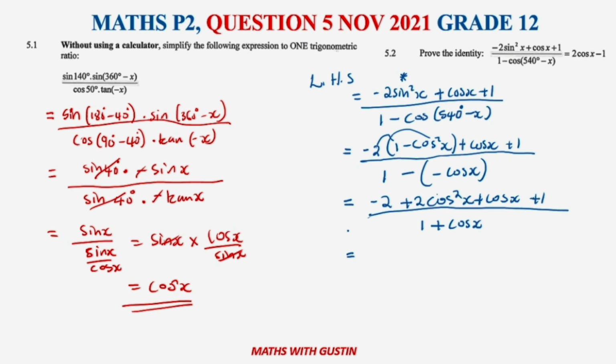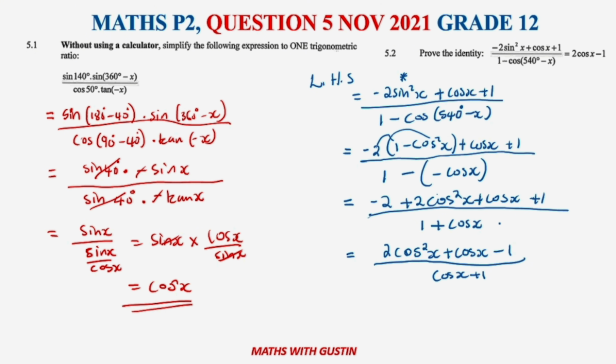At the top we can simplify further and say we have 2 cos squared x plus cos x minus 1, all over cos x plus 1. I just rearranged it a little bit. Really, I didn't do anything out of the ordinary.